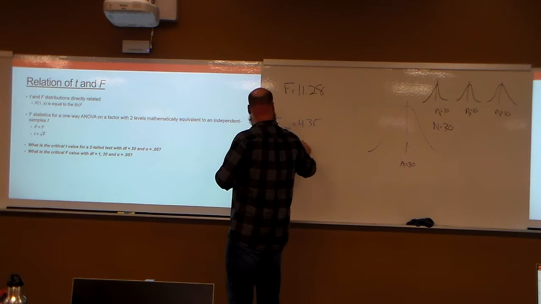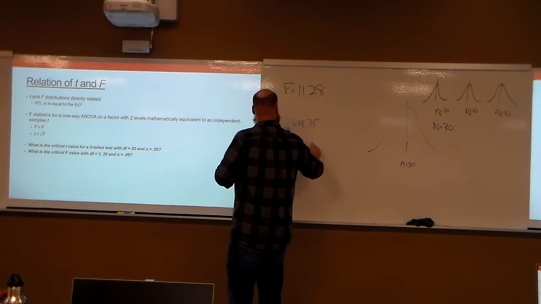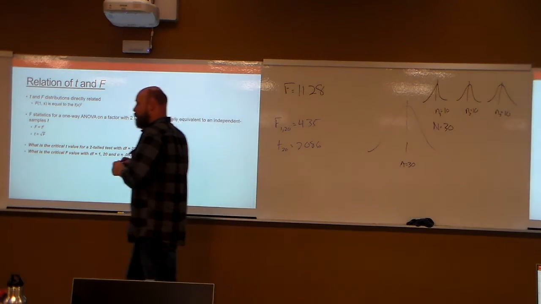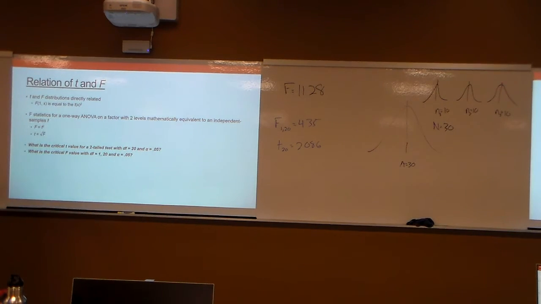Okay. 2.086. So if we go through and I take 2.086 and square it, what do we get? If I take 4.35, I square that. This is helpful to know.